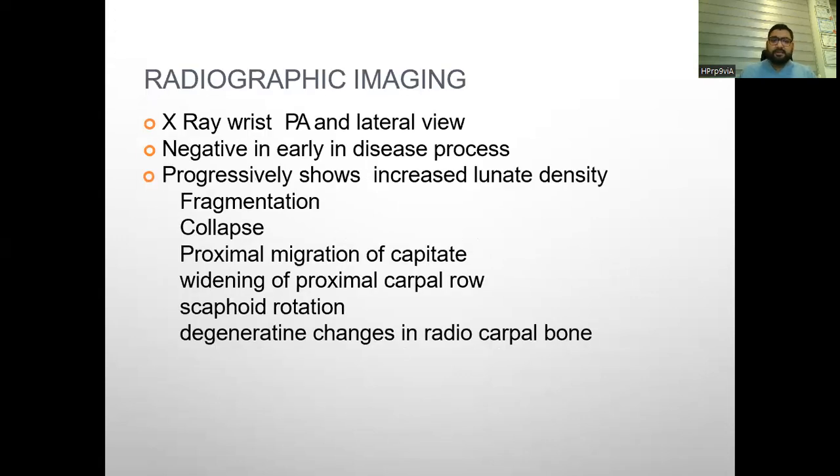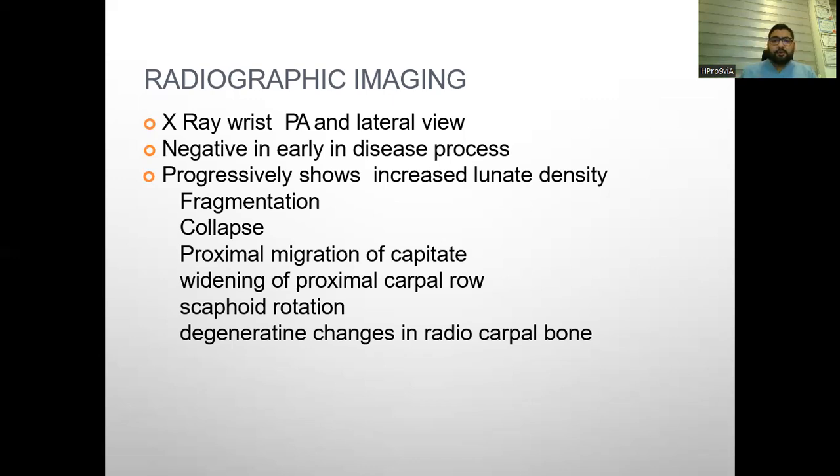Radiographic imaging, X-ray of the wrist, PA and lateral views, is negative in early stages of the disease process, and progressively shows increased lunate density. In the early stages, you should confirm your clinical diagnosis with the help of an MR scan. That is very much necessary because the disease is very important to diagnose in early stages. Otherwise, you cannot salvage the lunate in the later stages of the disease.